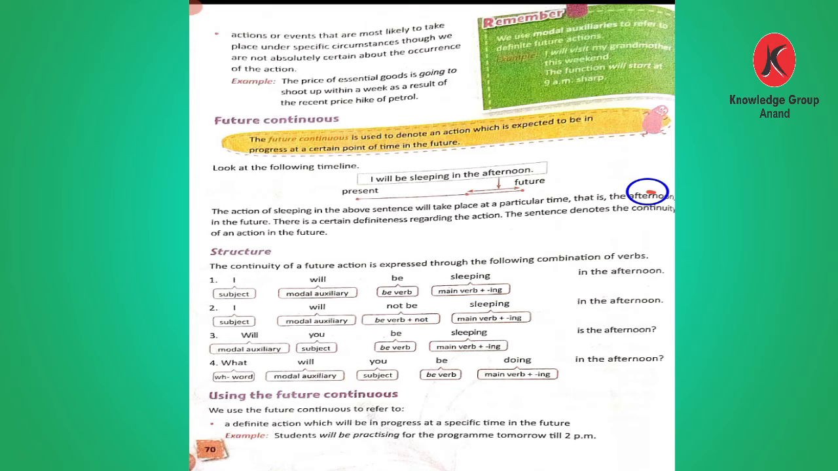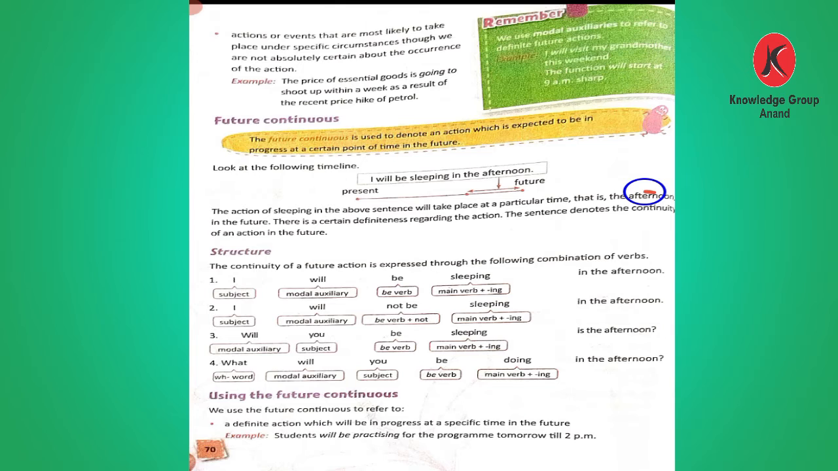Will you be sleeping in the afternoon? That is an interrogative sentence. So the modal auxiliary will is taken first. I became you, the second person subject. Be is a be verb and sleeping is the main verb plus ing.